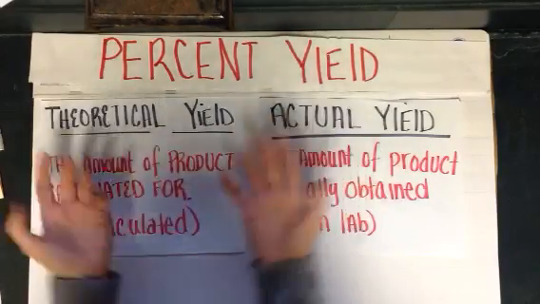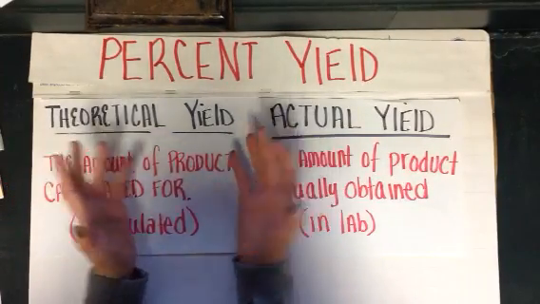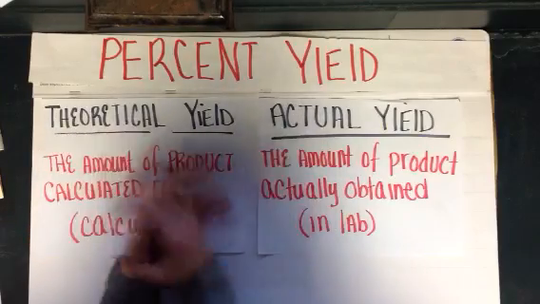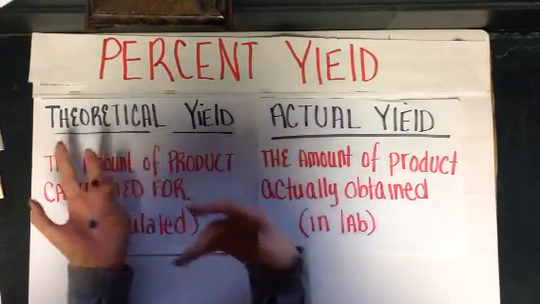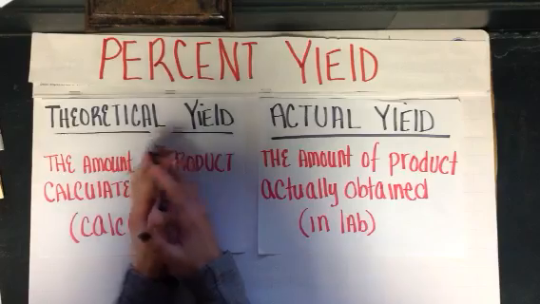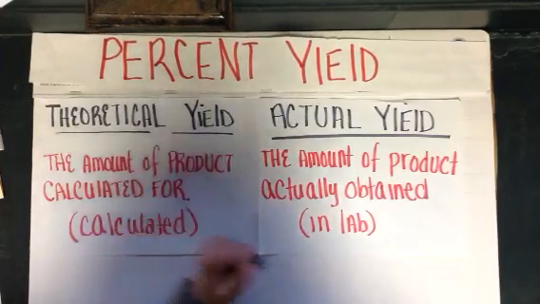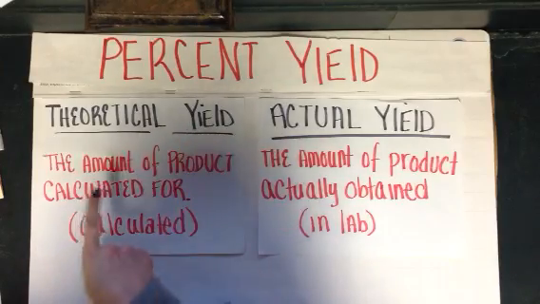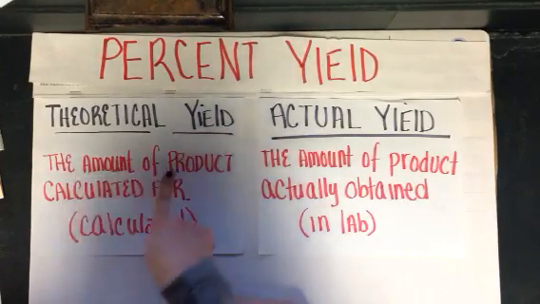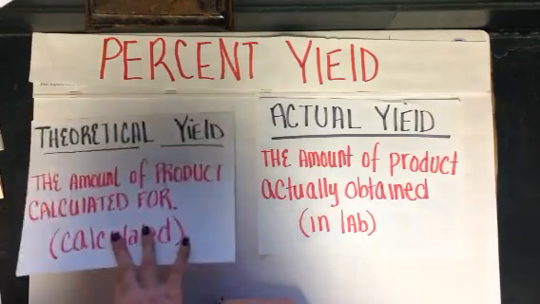Now, another way to think of it is, let's say you want to go to your friend's house. This is a new friend, so you Google MapQuest it, and it says that it's going to take you 15 minutes to get there. That's your theoretical. Theoretically, if everything goes right on the road, it should take you 15 minutes. That's the amount that you theoretically should take to get there.